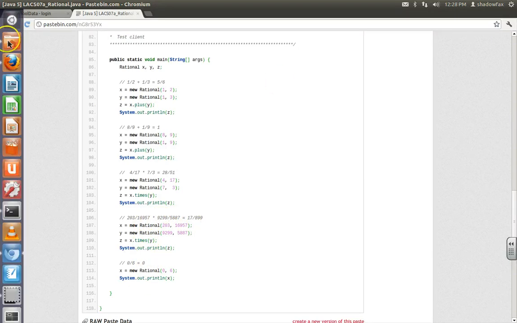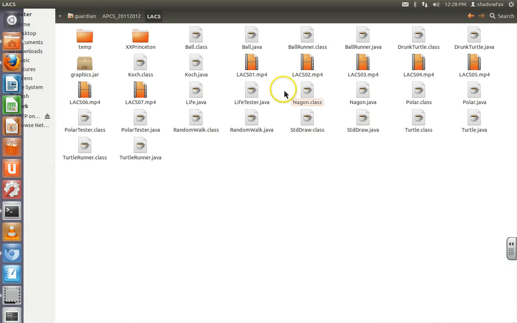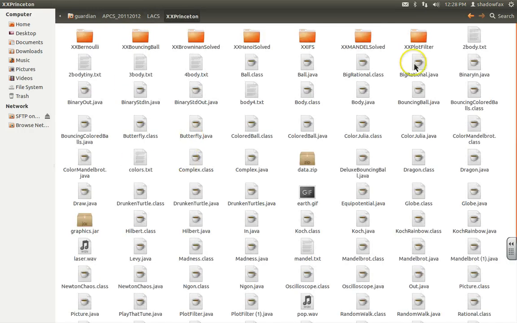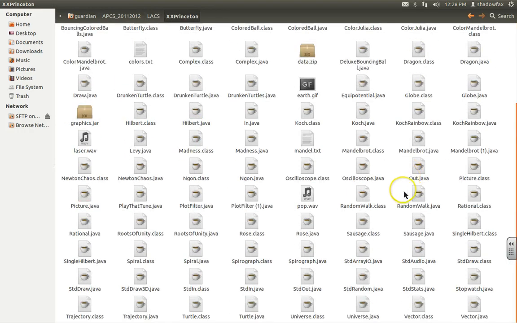Let's see, where would I put this? I think I have it in here, actually. That's where I have it. There it is. Oh, I compiled it already.